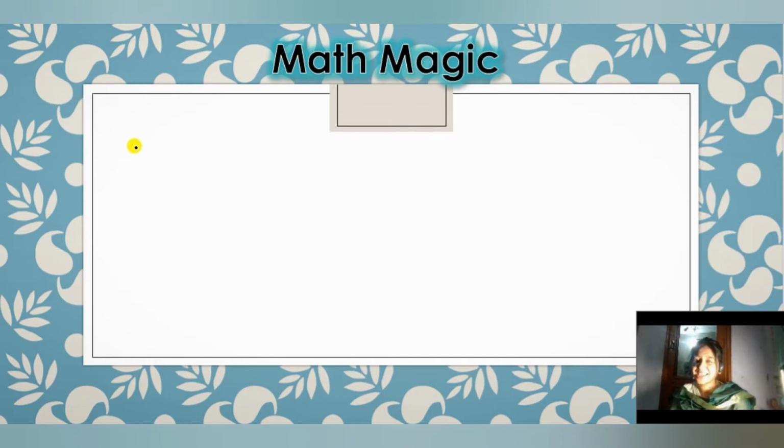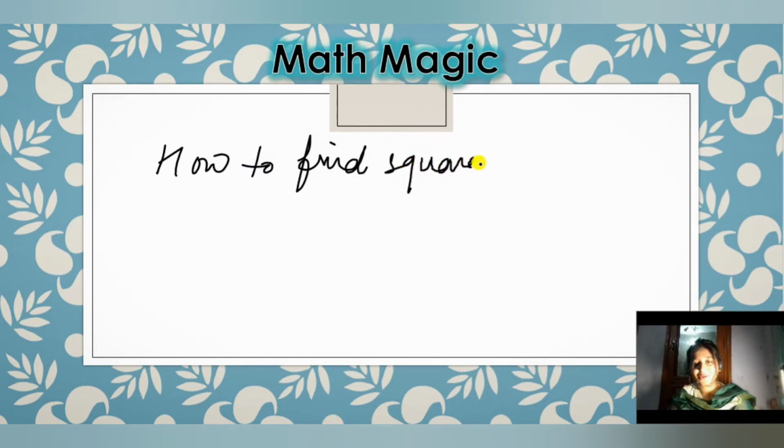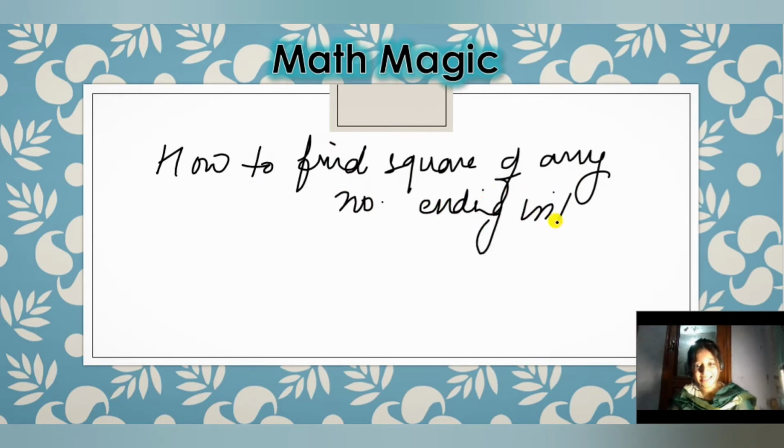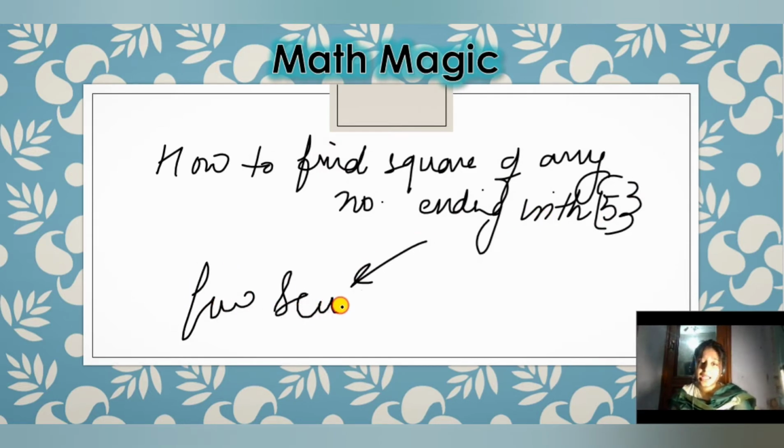Today, I'm again here with something very interesting. Today, we are going to learn how to find the square of any number ending with 5. Yes. And you know what? With just a few seconds of practice, you can do this trick in 2 seconds, 3 seconds, or even in 1 second.